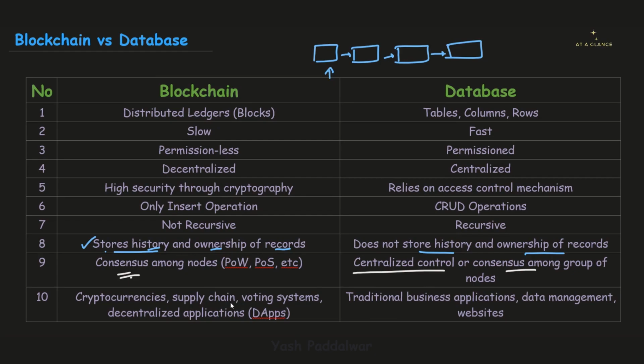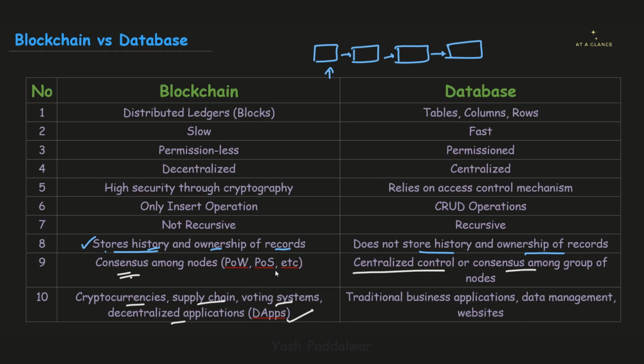Now, the last difference is the use case in which blockchain and database are actually used. Blockchain is used in cryptocurrencies, supply chain management, voting systems, decentralized applications, which are commonly called dApps. Apart from this, in the gaming domain also, blockchain is used widely. Blockchain has a lot of advantages when it comes to real-time tracking as well as security. So these are some of the use cases that I have listed.